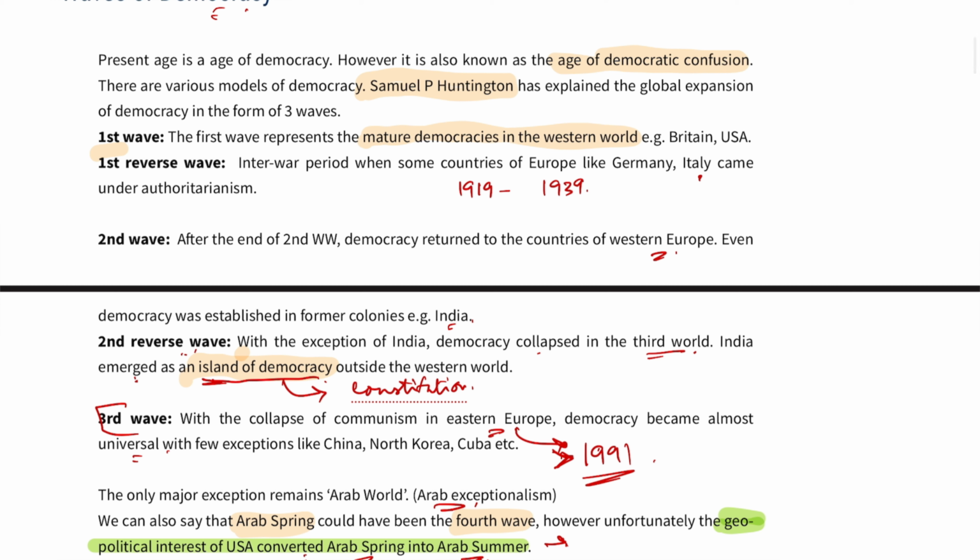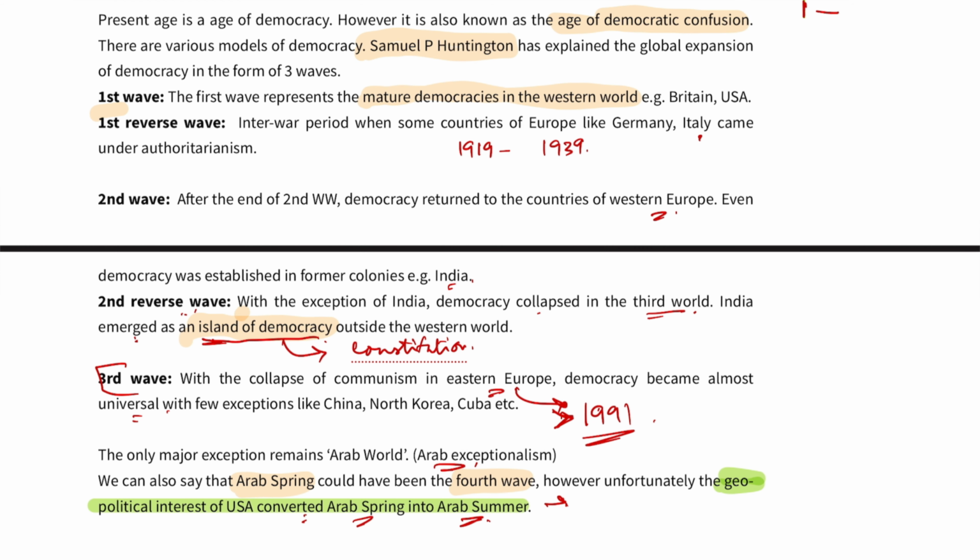So we see the waves again. First wave, then first reverse, they say. First reverse happened between the two wars, 1939. So that means it was till 1919, the wave. Then second wave was after 1945. And second reverse was after that during the Cold War, collapse of many.